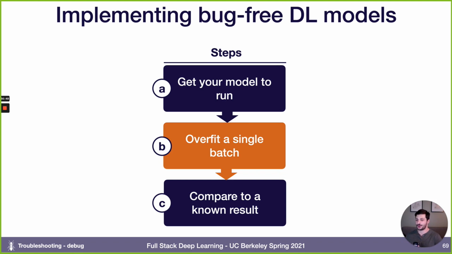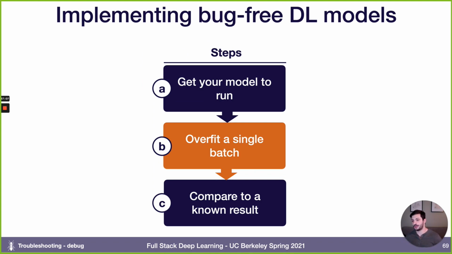And so the next thing that I'd recommend doing is overfitting a single batch of data. What do I mean by this? Well, I mean literally a single batch, so 2 or 4 or 8 or 32 data points. And by overfitting, I mean driving the loss arbitrarily close to 0.